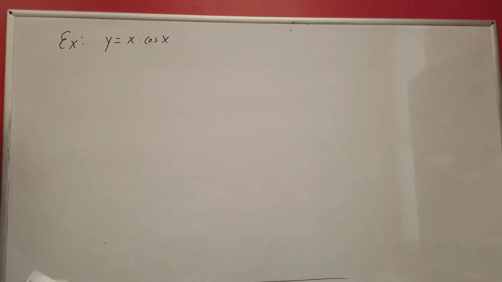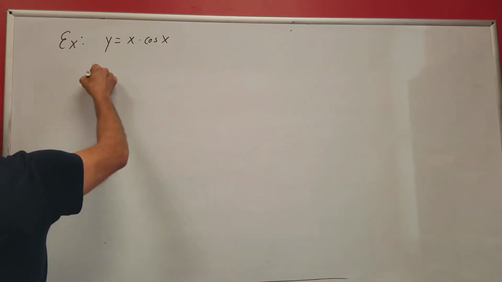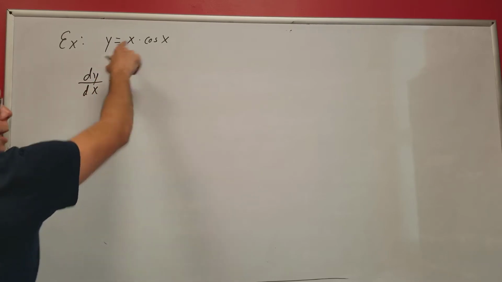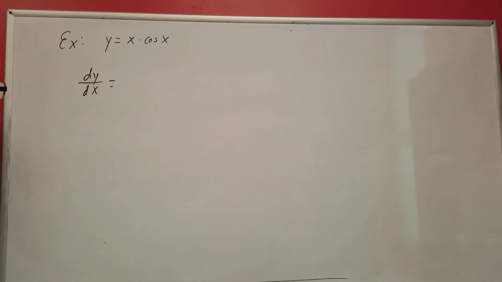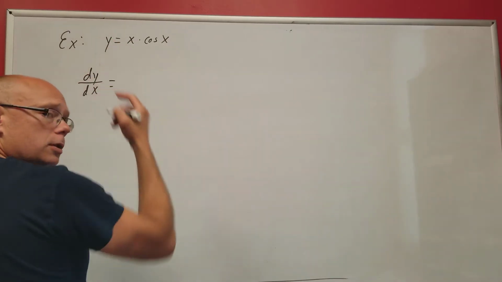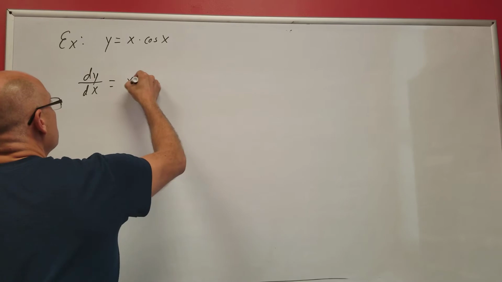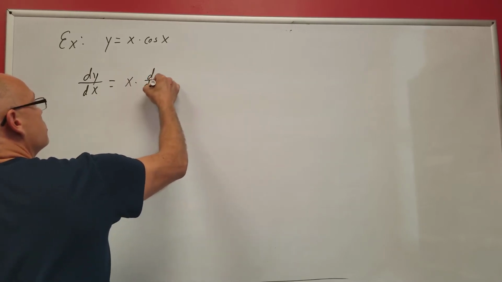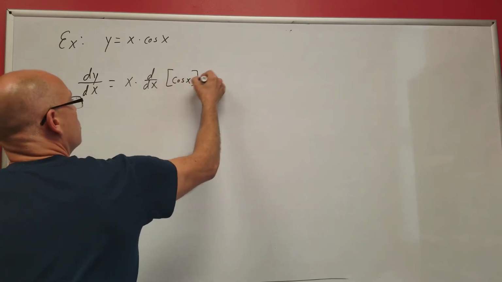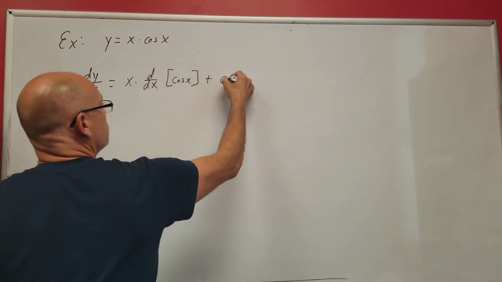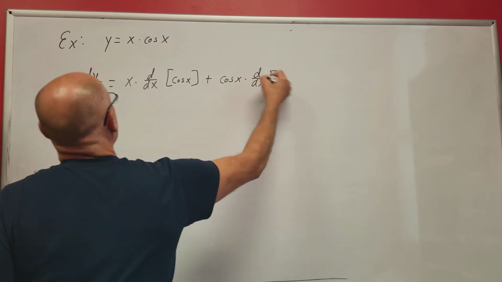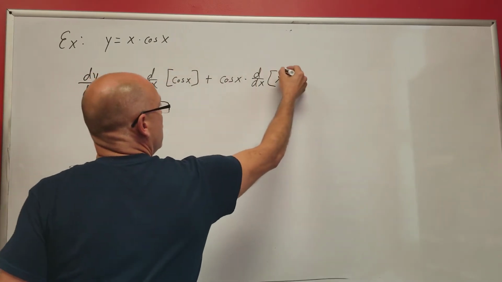All right, so let's see. I want to find dy over dx. Well, what I see right here is that I have a product. So I'm going to use the product rule, which we learned in the last section. We said if we have two things multiplied, we can think of it as the first times the derivative of the second, plus the second times the derivative of the first.